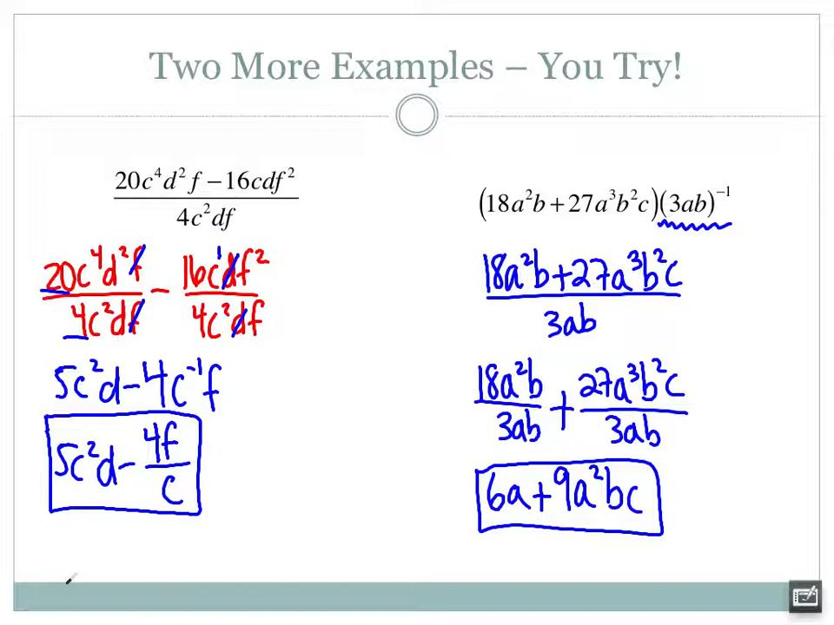Okay, so that was dividing a polynomial by a monomial. Now we're going to divide polynomials using long division.